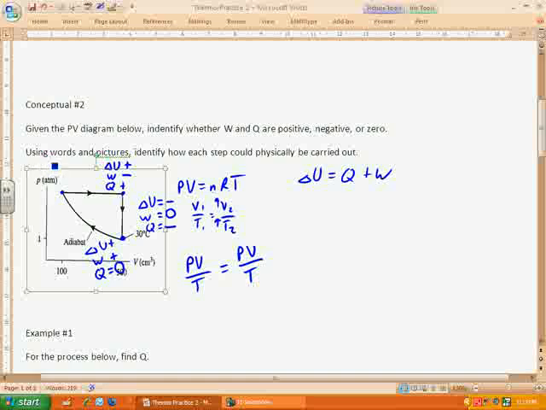Now the second part says, using words and pictures, can we identify how each step could physically be carried out? I'm going to start in the same place. So I have a given pressure, and I want to increase the volume without changing the pressure. We know that we have to add heat, so I'm going to take a cylinder and put a piston on top of it, and put some amount of mass on it, which is going to be exerting a force on the piston. This force is going to be constant, and since pressure is force over area, and the force and the area are both constant, that means the pressure will be constant.